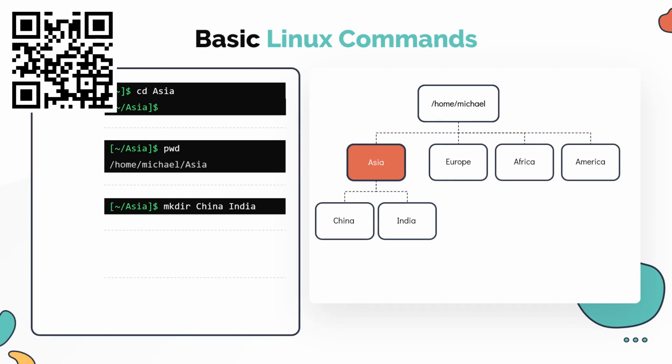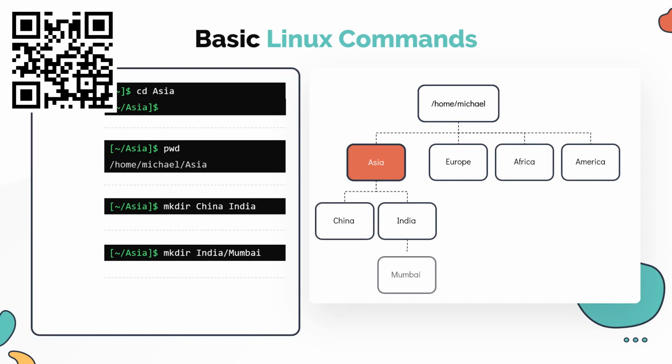Once this is done, we can either choose to create the rest of the countries in other continents or create the city inside the country directory, wherever it is applicable. From the diagram, we know that India has a city directory called Mumbai. We can do this by changing directory to India and then running the mkdir command, or use another way to do this. This can also be done by running the mkdir command with the argument India/Mumbai.